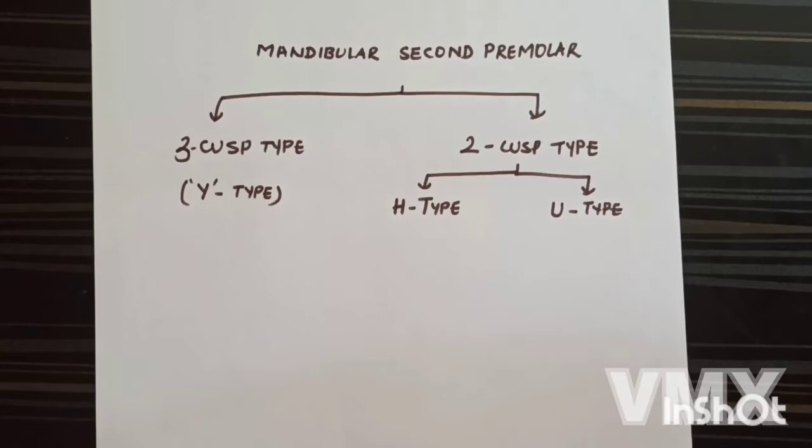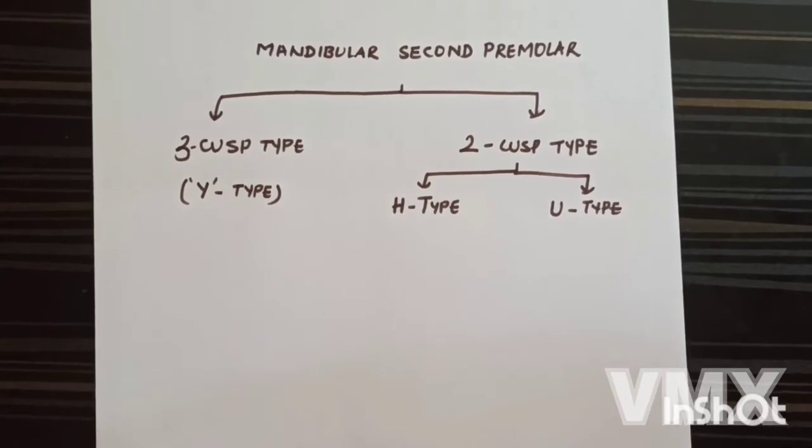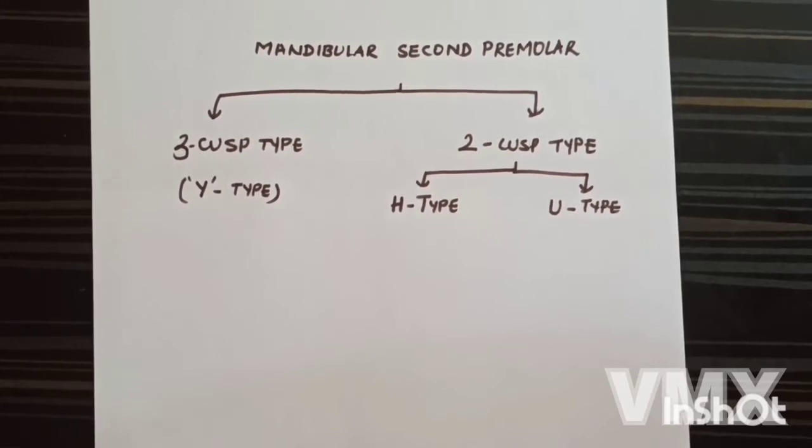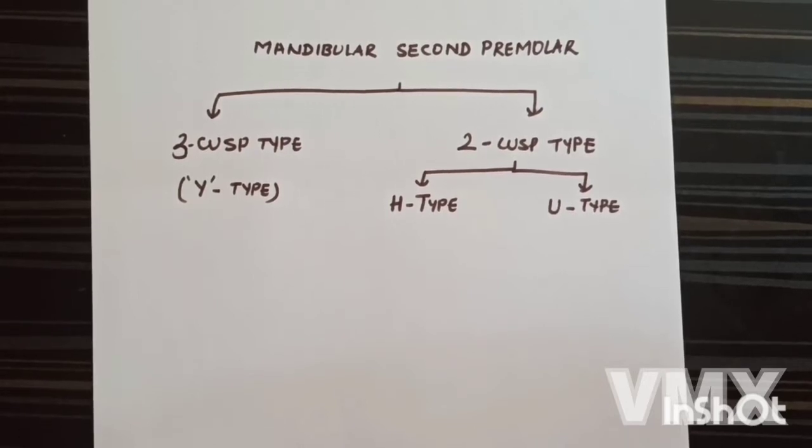Hello everyone. Let us learn in detail about the mandibular second premolar. So we know it's situated between the mandibular first premolar and the mandibular first molar. Its main function is to help the mandibular molars in chewing and grinding of food.